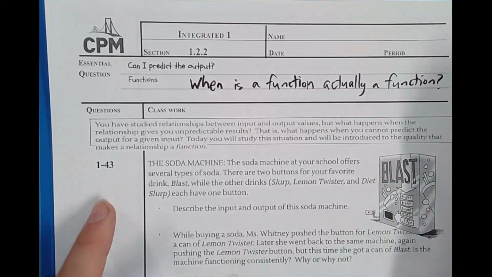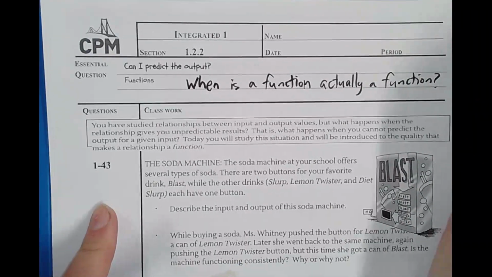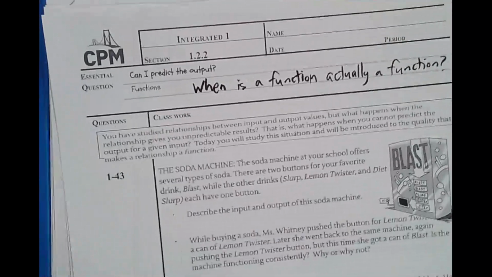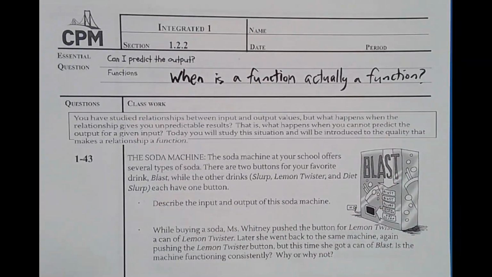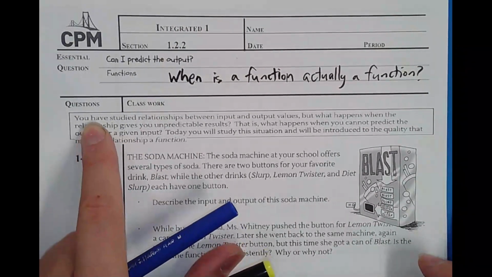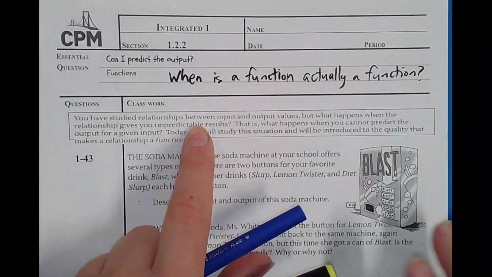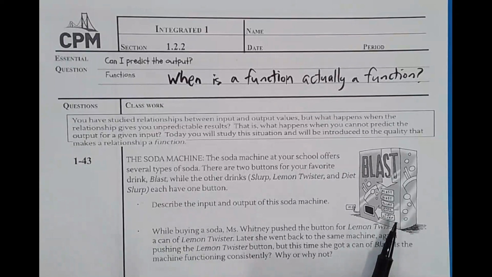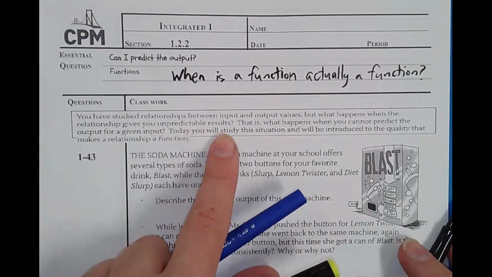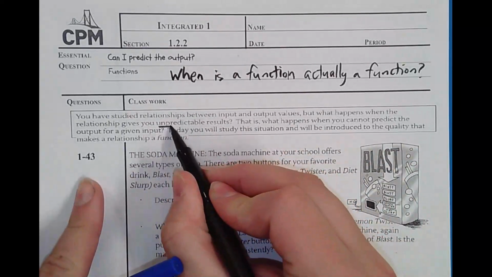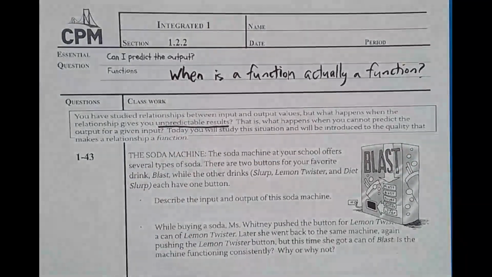That means you can't always call a function a function. Sometimes a function is not a function. Here we go. It says, you have studied relationships between inputs and outputs. But what happens when the relationship gives you unpredictable results? Underline unpredictable results. If you have unpredictable results, that means it might not even actually be a function.